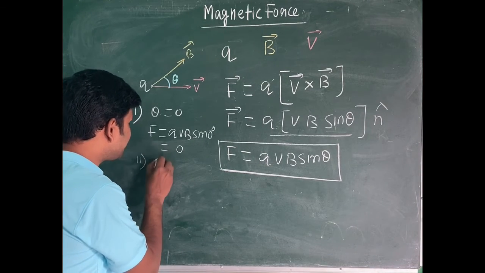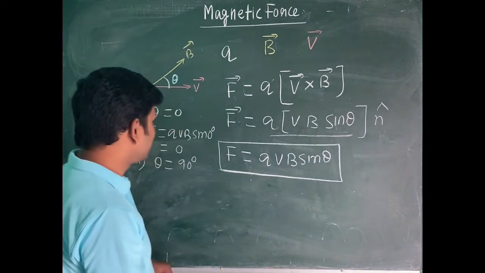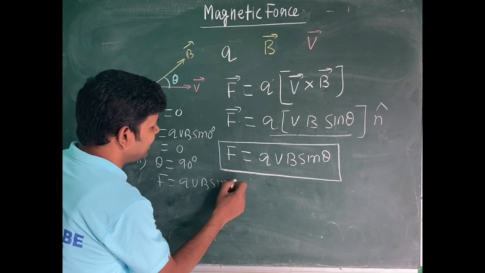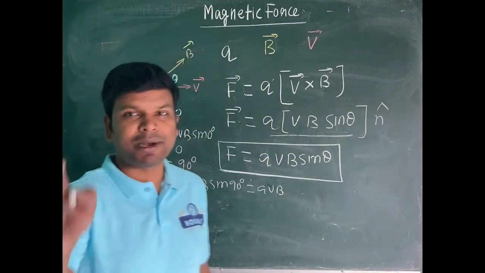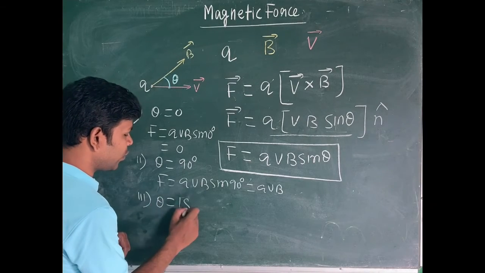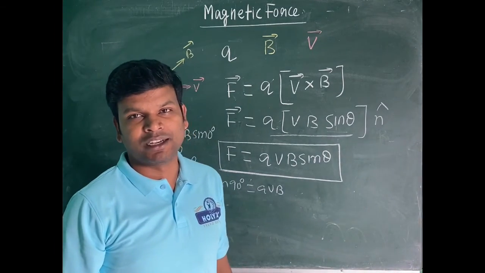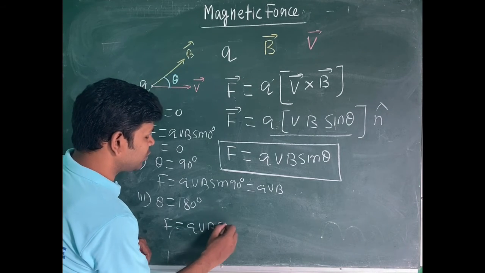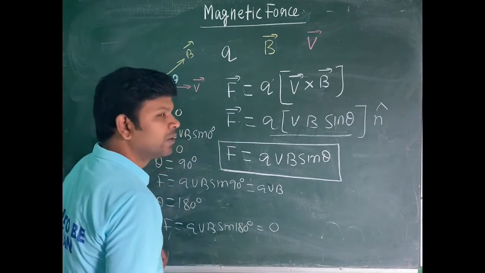Now, if the charged particle is moving perpendicular to the magnetic field, that is, theta is equal to 90 degrees, how much force will it experience? It will be equal to Q into V into B into sine of 90 degrees. Sine 90 degrees is equal to 1. So the charged particle will experience maximum force. And if theta is equal to 180 degrees, it means the charged particle is moving opposite to the direction of the magnetic field, that is, anti-parallel. Then F will be equal to Q into V into B into sine of 180 degrees. Sine 180 degrees is again 0. So the force will be equal to 0.